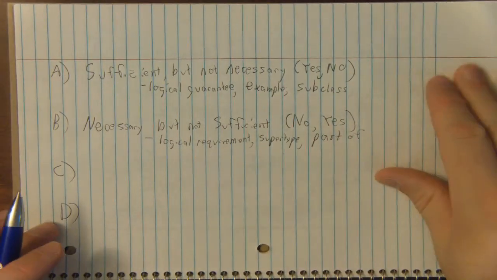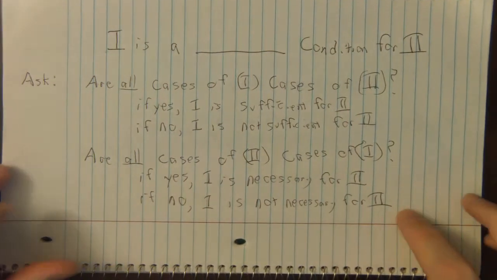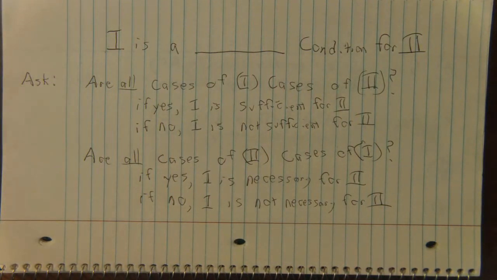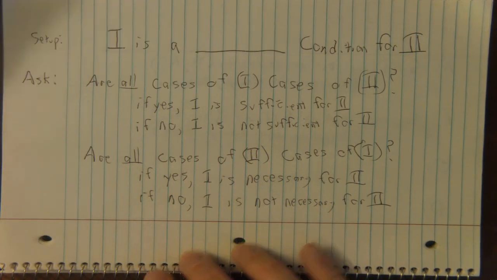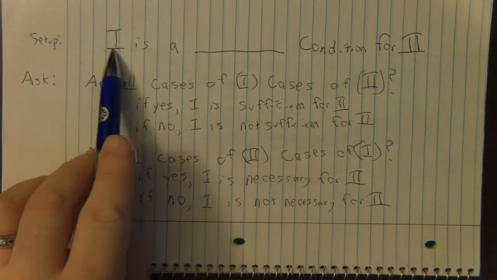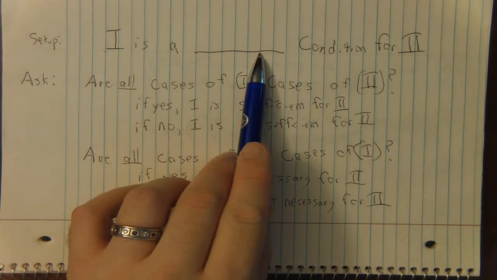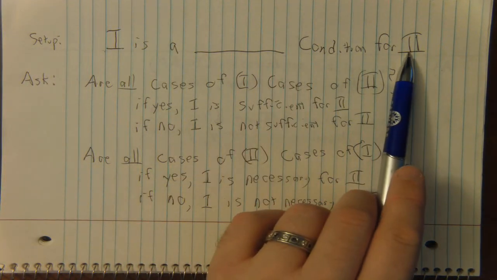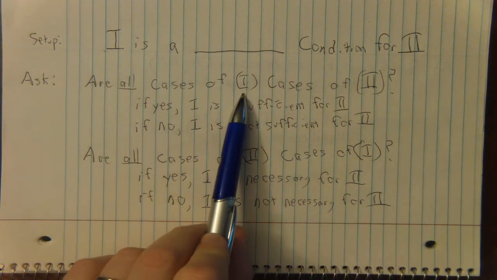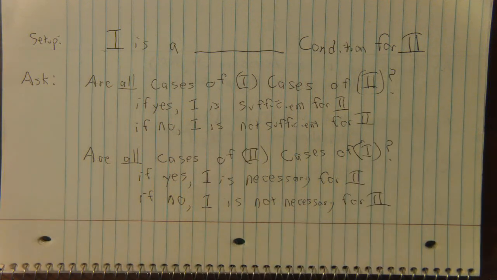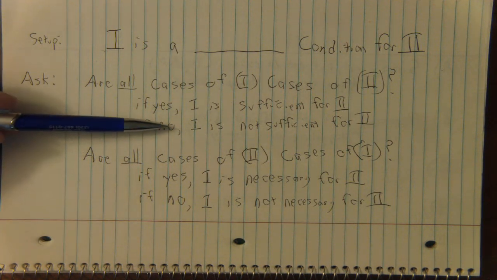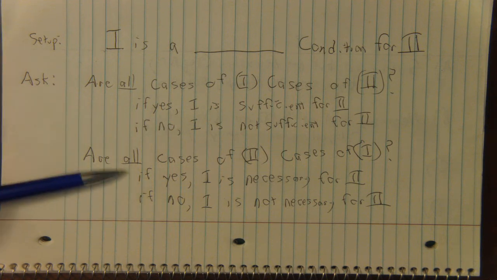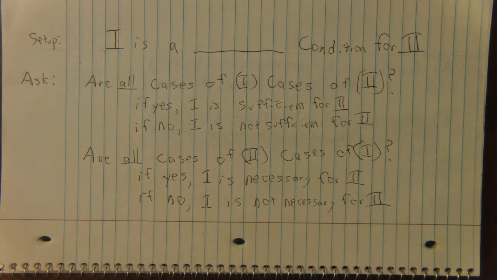And so let's once more just go through those three examples as we would if we didn't know the answer already and we were doing the test. So we do the setup. Taking all the exams is a blank condition for passing the course. Are all cases of taking the exams cases of passing the course? No, if you do really terribly on all the exams, you still won't pass. So we answer no to the first question, so it's not sufficient. But then we flip it. Are all cases of passing the course cases of taking all the exams? Yes. Why? It's a logical requirement.